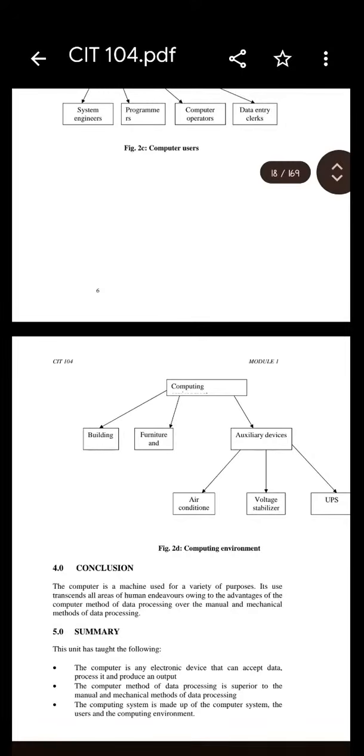Arithmetic and logic unit. Now, what else is the function of the ALU? I already said it before. ALU: anything that has to do with calculations. Please listen. Anything that has to do with calculations. Anything that has to do with logic.